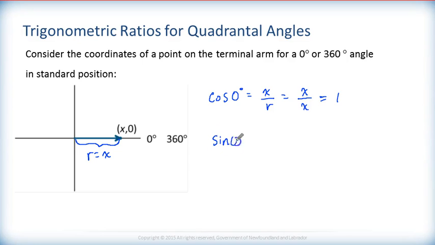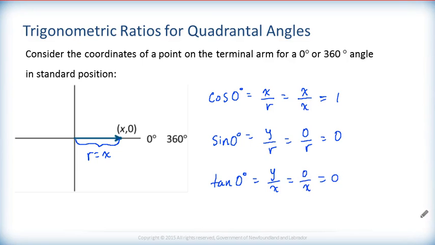The sine of 0 degrees is the y value over the r value. But our y value in this case is 0, so 0 divided by r is going to be 0. Tan of 0 degrees is the y value over the x value, which is 0 over x, which is going to be 0. Interestingly, because the 360-degree angle has the same terminal arm, these are the same values for the 360-degree angle, so we'll just mark those in as well.